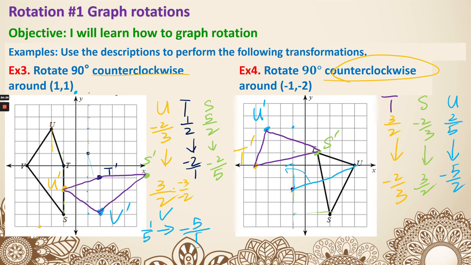That is example 4. So 90 degree does take a bit of time, but I am trying to slow down to make sure I understand the slopes. Hopefully you do. And that is everything for the first lesson of rotation.